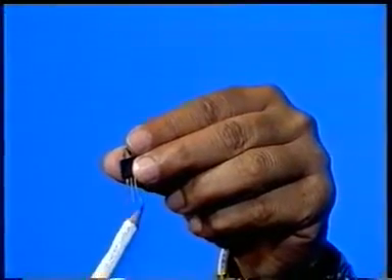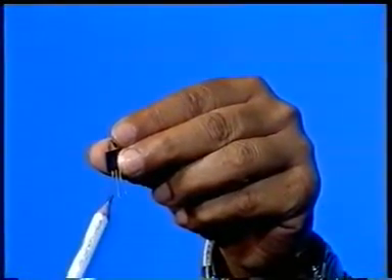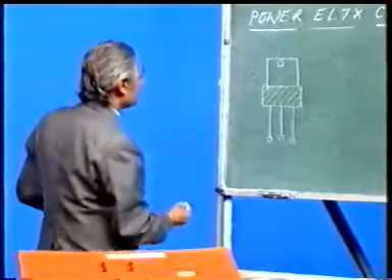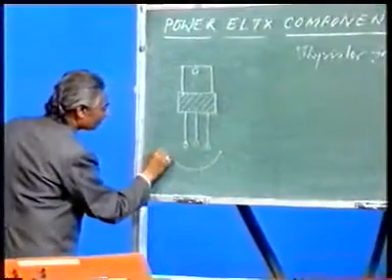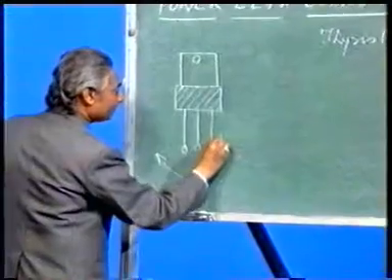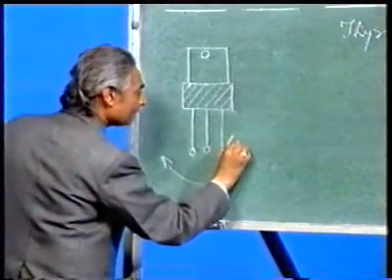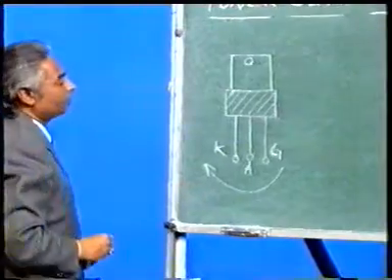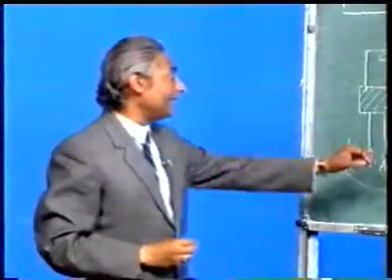So, if you go clockwise, this will be G, this will be A, this will be K: gate, anode and cathode. If I look at it in the clockwise direction, this will be gate, this will be anode, and this will be cathode. GAK they call it: gate, anode, cathode.